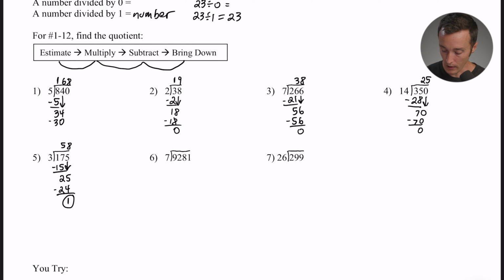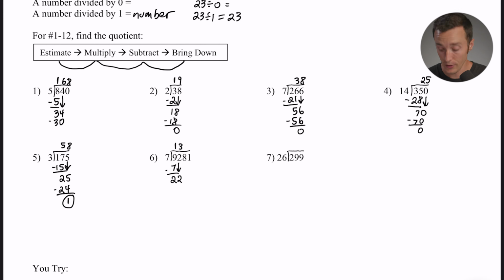Okay, number 6, how many times will 7 divide into 9? It's going to be 1. So 1 times 7 is 7. And I'm going to take 9, subtract 7, which is 2. Okay, I'll bring down the 2 and turn that into a 22, and I'm ready to estimate again. Okay, how many times is the 7 going to go into 22? That would be 3 times.